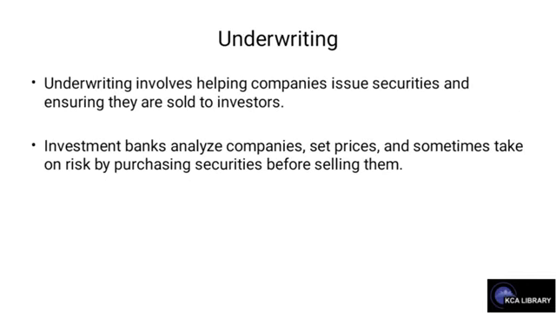Now, let's look at the first function, which is underwriting. Underwriting involves helping companies issue securities and ensuring they are sold to investors. So what do investment banks do? They analyze the companies, they set the prices for the shares of the company, and sometimes they take on the risk of purchasing the securities before selling them to the public.